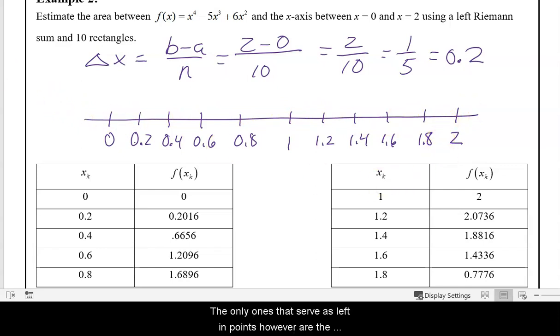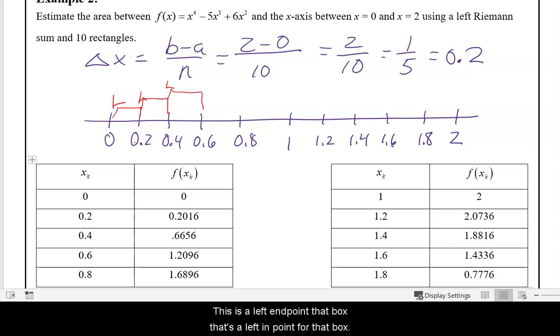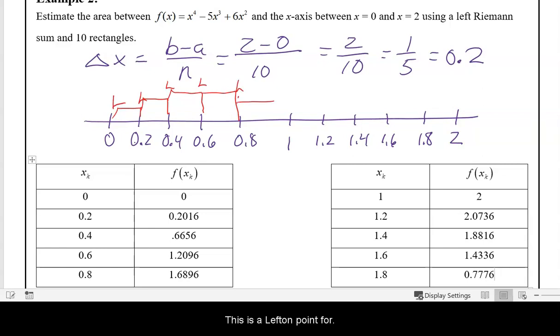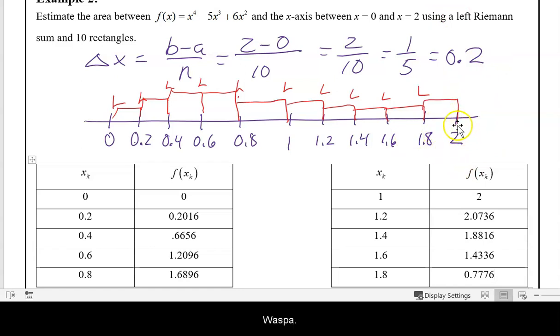The only ones that serve as left endpoints, however, are the ones on the left. That's a box there. That's a box there. This is a left endpoint for that box. That's a left endpoint for that box. This is a left endpoint for that box, and so on, right until I get to the second to the last. The second to the last value, 1.8, is the last left endpoint. The last box does not have a left endpoint at the right endpoint of the interval, which is 2.